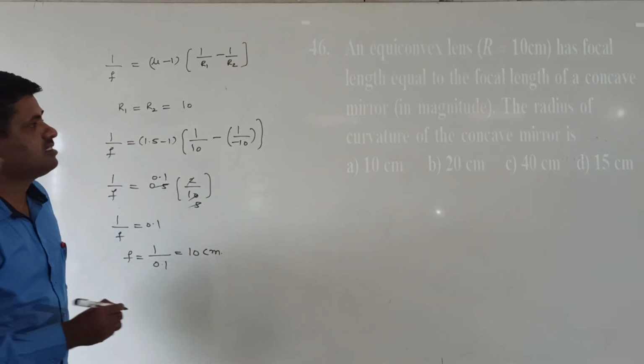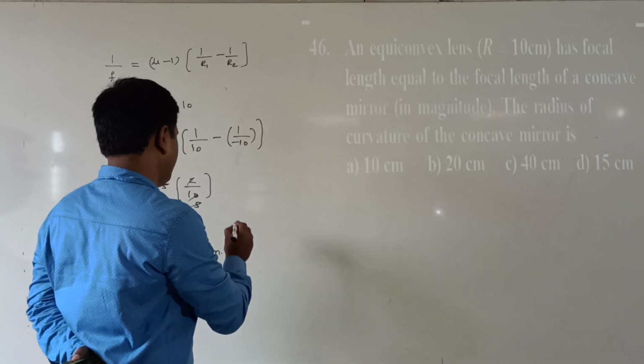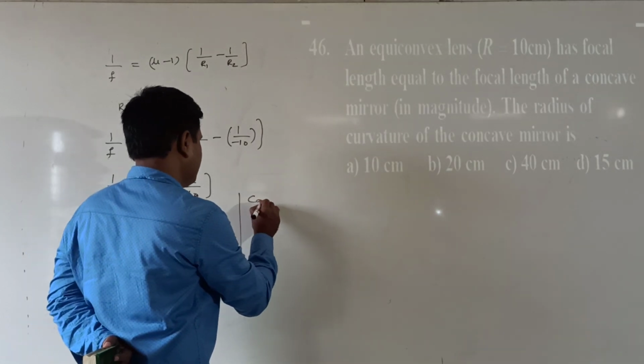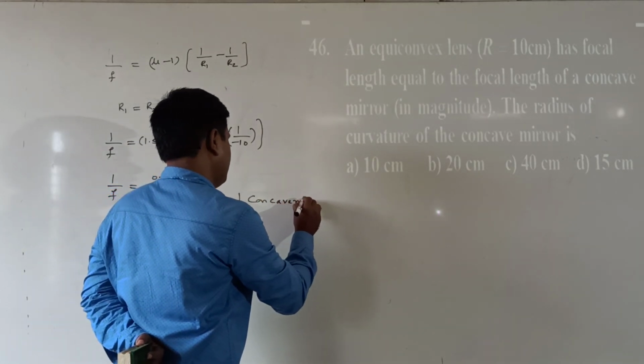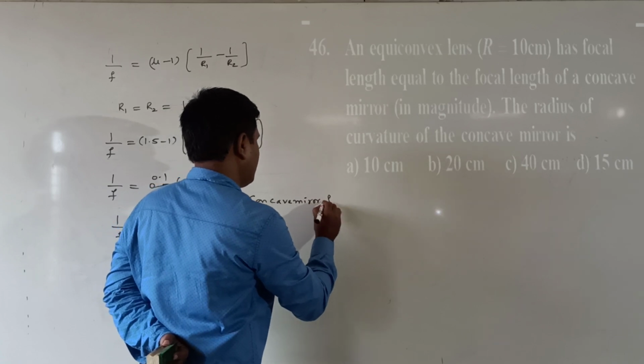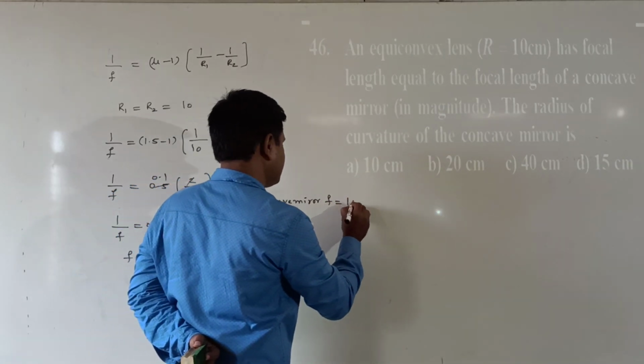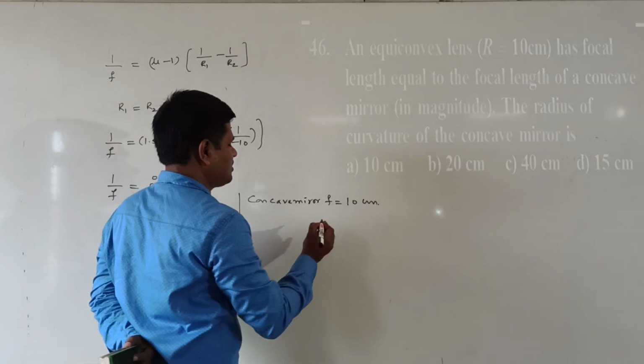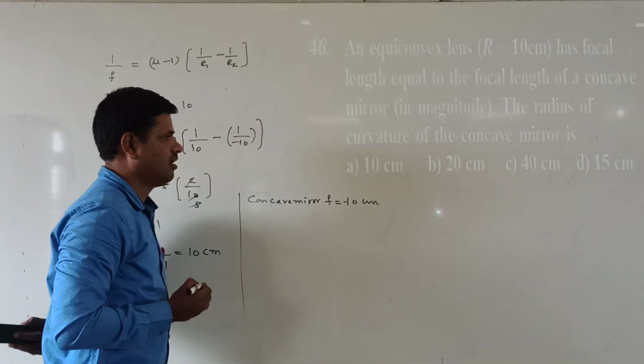But this focal length is equal to the focal length of the concave mirror. The focal length is the same, 10 centimeter, taken as a minus. That is what we are getting for the concave mirror.